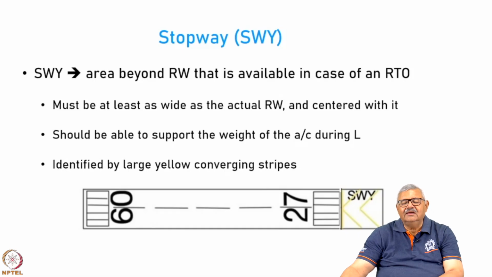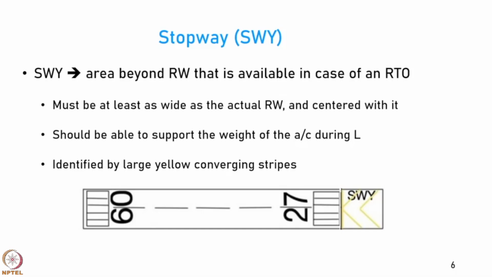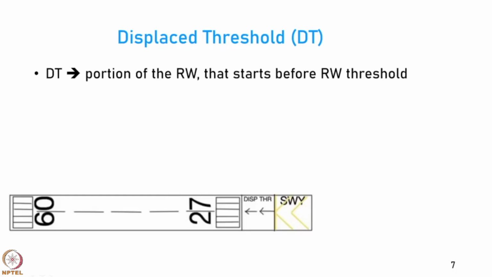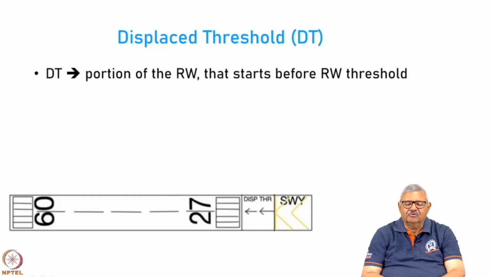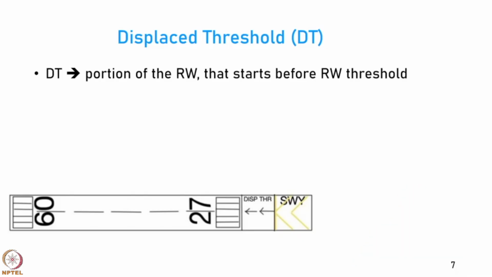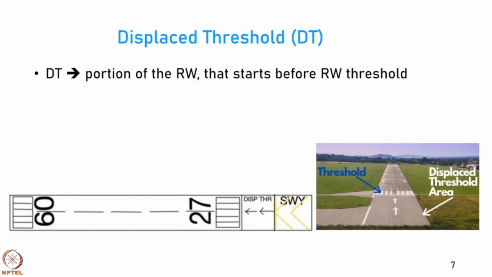So, this is normally indicated in the charts by large yellow converging stripes, as we have seen in this particular image. So, the displaced threshold is the portion of the runway that starts before the runway threshold. Runway threshold is the aim point, or the point where the aircraft is supposed to land. But sometimes you are not allowed to use the end of the runway because you have to take care of the obstacles. Here is an example of a displaced threshold.